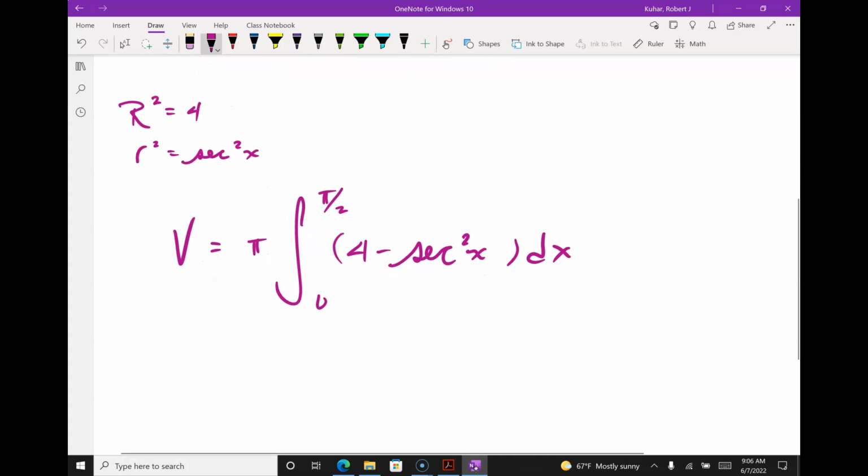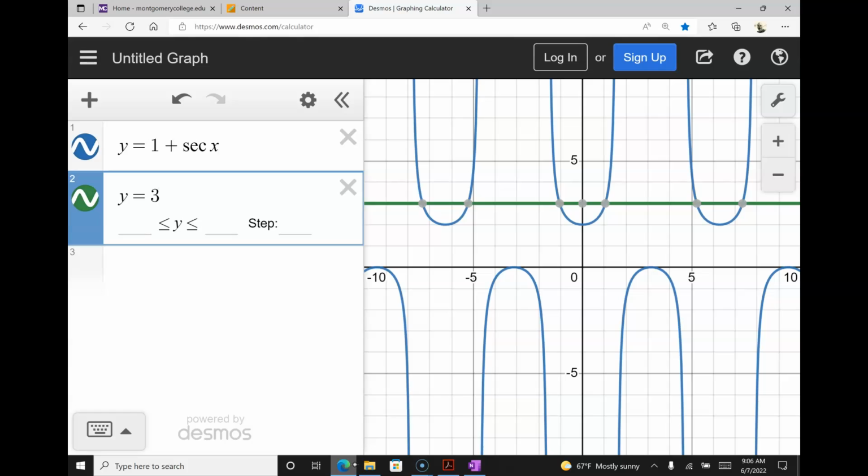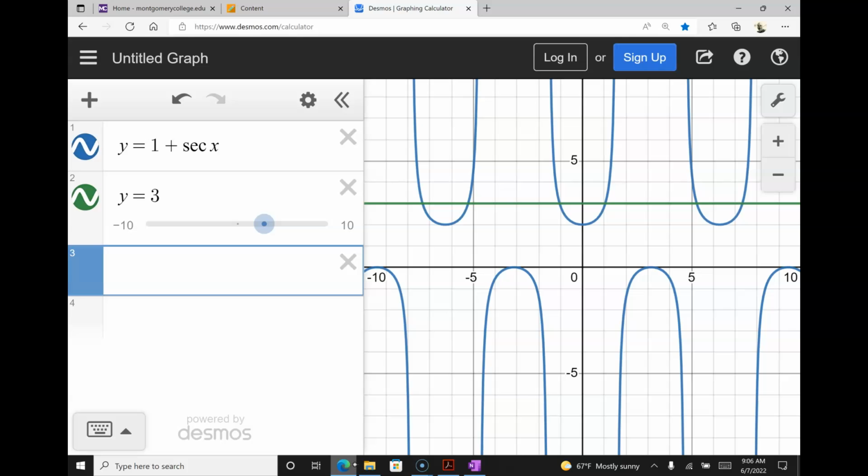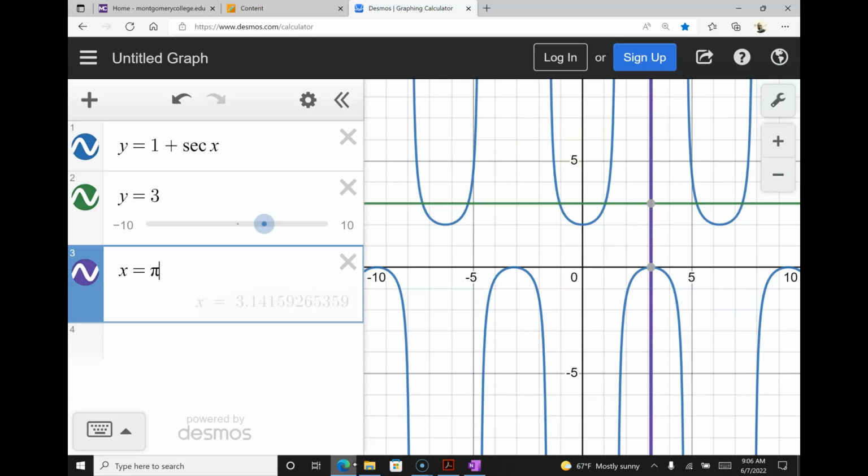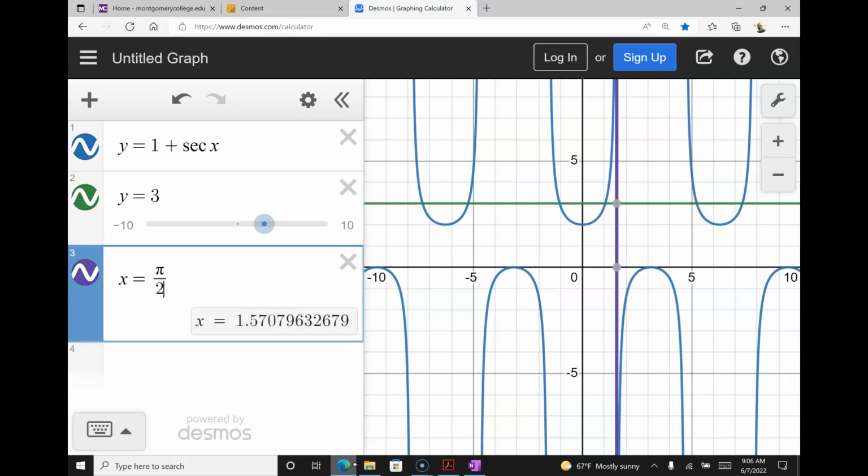You agree with that? That I'm meeting at pi over 2? Let me graph x equals pi over 2 here. No, I'm not meeting at pi over 2. Shoot. No, it's pi over 6. Sorry. But let me write it anyway.